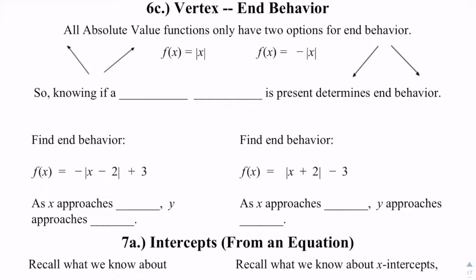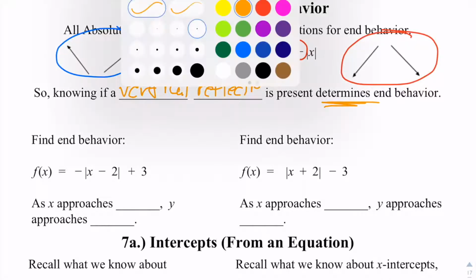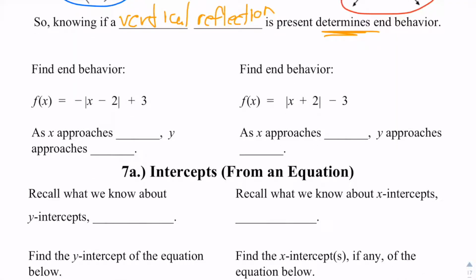So all absolute value functions really only have two options for end behavior. They either have this option, which goes with f of x equals the absolute value of x, where there's no vertical reflection. And then they have this option, which is when there is a vertical reflection present. So we can say that knowing if a vertical reflection is present determines our end behavior. So we can come down here now and decide what type of end behavior we have.